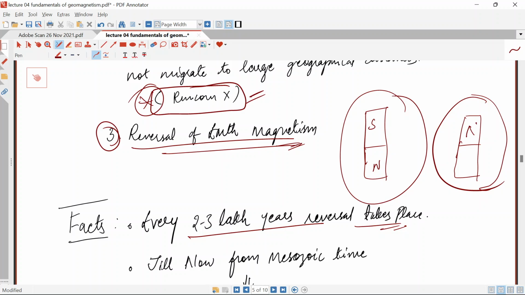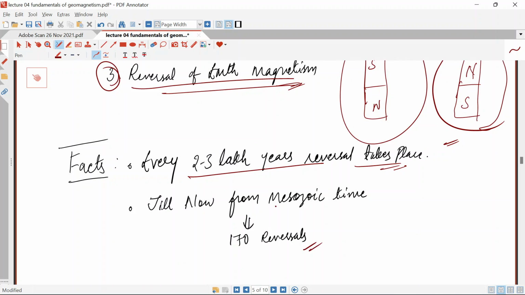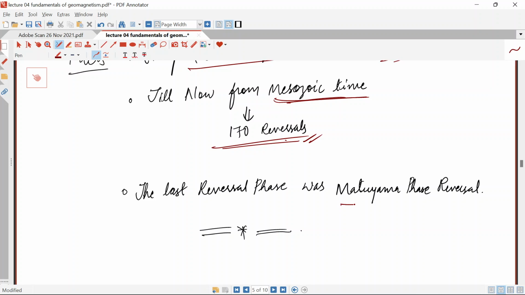That is, it's going to swap the north and south poles. This is going to happen after 2 to 3 lakh years. This is not a sudden process, it takes time. It is a gradual process. And here you need to be cautious that Earth's magnetic property takes the reversal, but the Earth itself does not reverse. Till now we have seen 170 reversals, if we consider from Mesozoic time till now. The last reversal phase was the Matuyama phase reversal. This is the last phase.